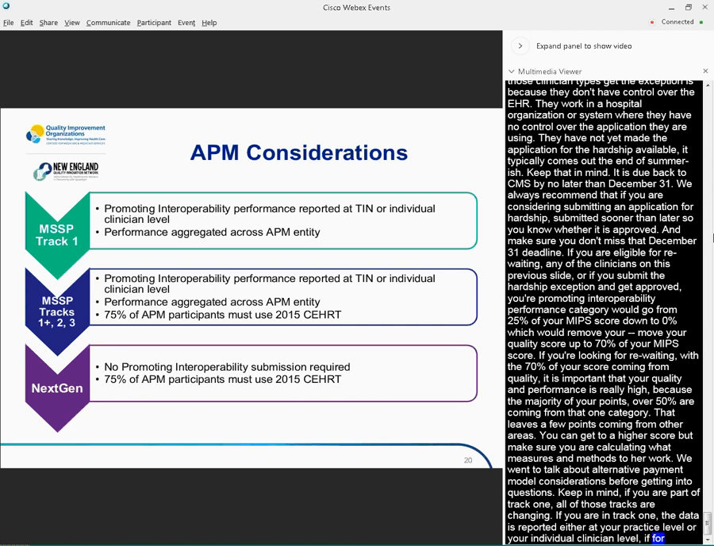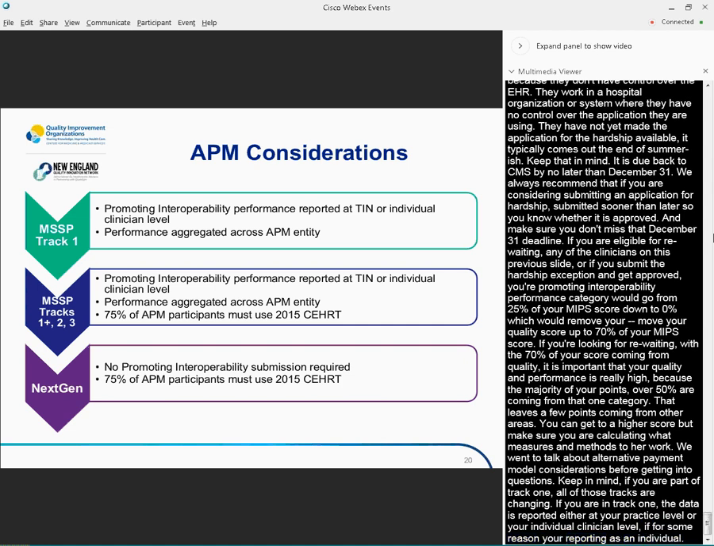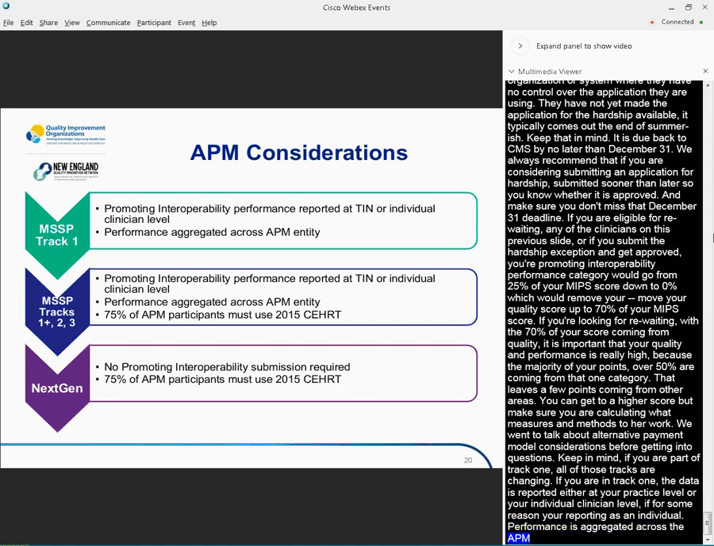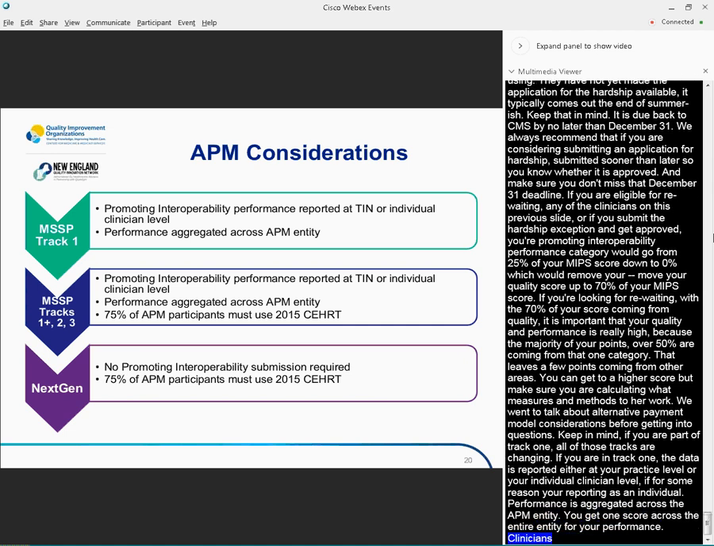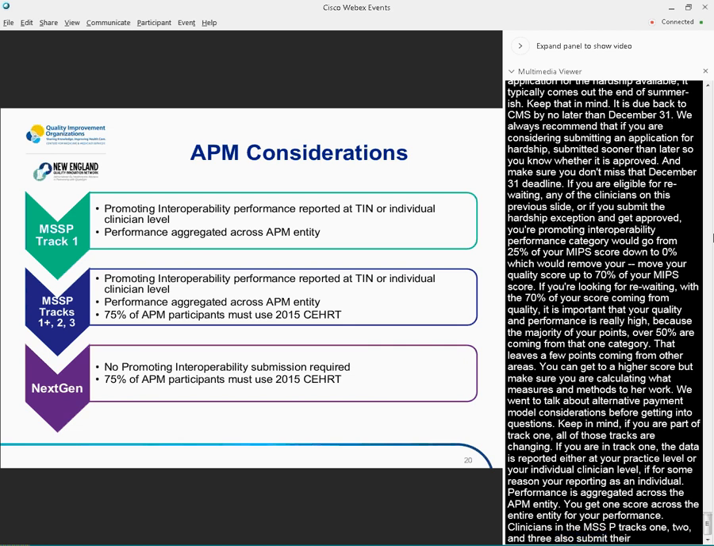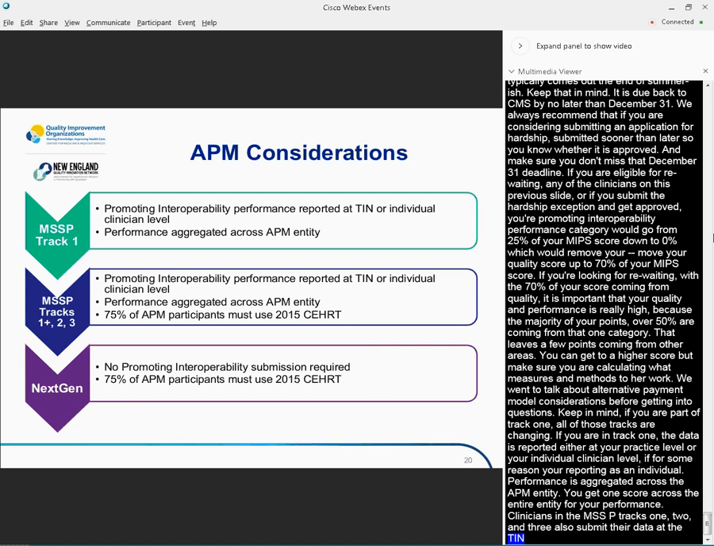Performance is aggregated across the APM entity, so you get one score across the entire APM entity for your performance. Clinicians in the MSSP Track 1+, 2, and 3, so falling into the Advanced Alternative Payment Model group, also submit their Promoting Interoperability data at the TIN or individual level, and then performance is aggregated across. There is a 75% requirement that the APM participants use 2015 certified EHR technology, so just keep that in place. That is part of the Advanced Alternative Payment Model requirements.